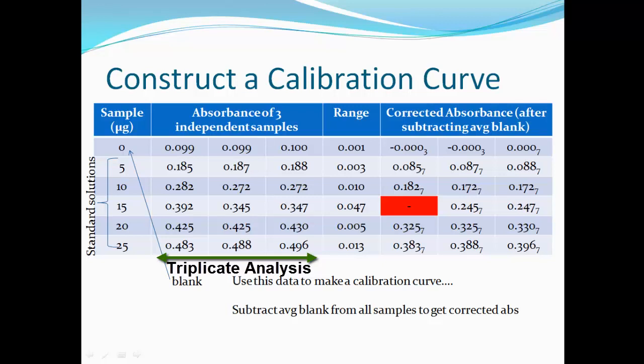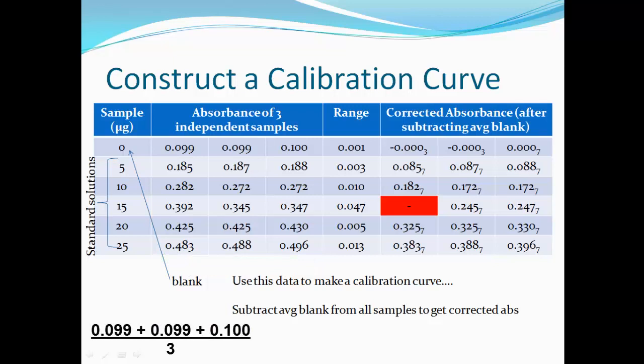Since your reagent blank actually has a measured value, you're going to have to take the average of that blank and subtract that average from each and every single one of your data points. So if you take 0.099 plus 0.099 plus 0.1 divided by 3, you're going to get 0.099. So you have to subtract that from every single data point.